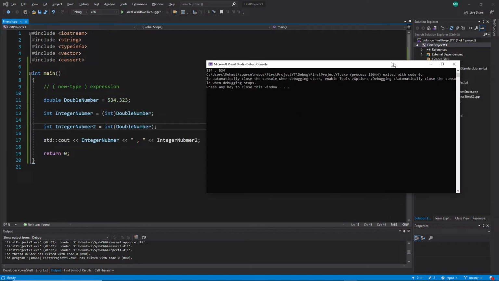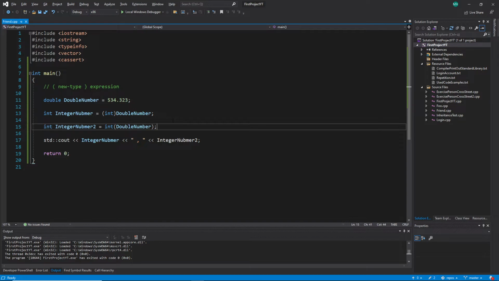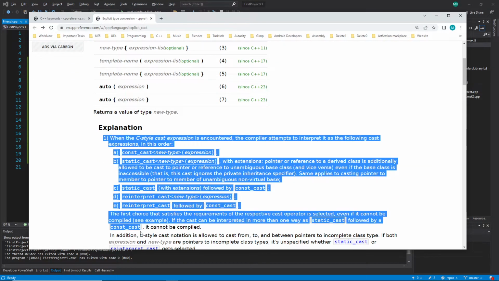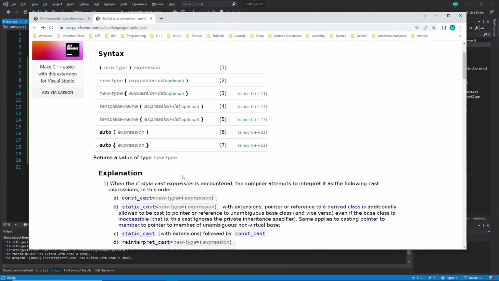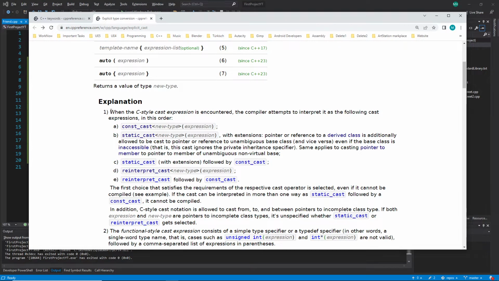And because they look so similar, there are many people who say the C-style cast and the functional cast are the same. That's not true when we read these explanations, because they are not the same. And let's start with what the C-style cast is. We have to read only this first sentence a little bit. And it says here, when the C-style cast expression is encountered, the compiler attempts to interpret it as the following cast expressions in this order. So first of all, it will try to use a const cast, then if this does not work, it will try a static cast, and so on.